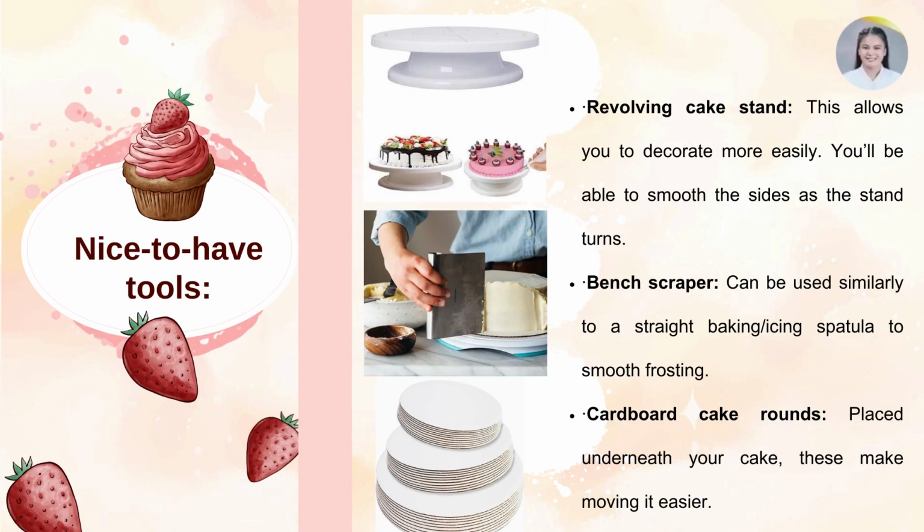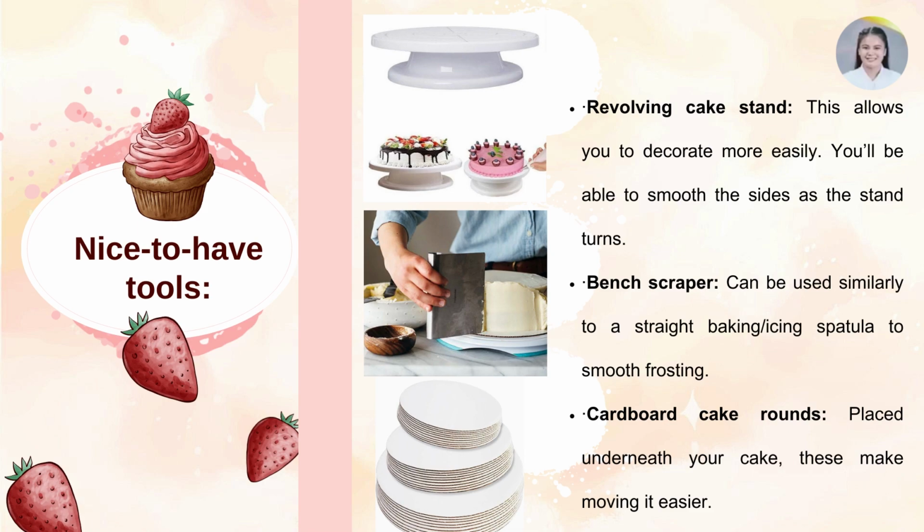So now we will move on to the next slide, which is all about the nice to have tools. When we talk about nice to have tools, this refers to kitchen gadgets or utensils that are not essential but are useful or convenient to have. So these are the items that can make cooking or baking easier, faster, or more enjoyable but are not absolutely necessary for the task at hand.